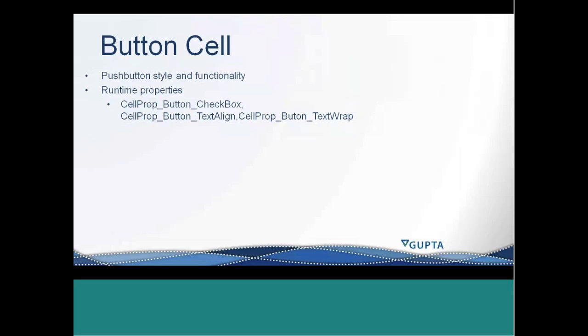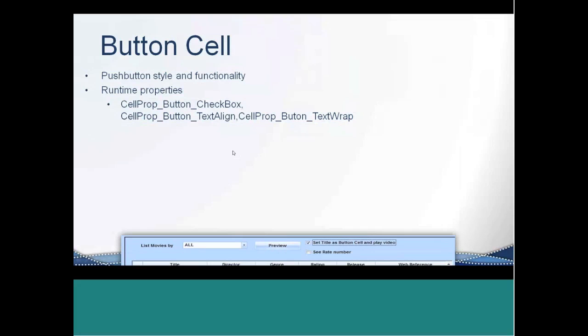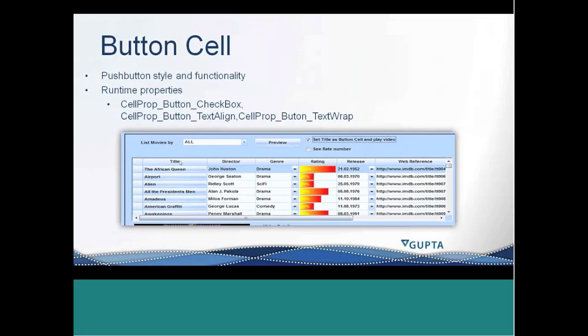Another cell type introduced was the button cell, which is a push button style type of cell. So, for instance, if you look at the title here, it looks like a push button with full functionality, so you can click on it and trigger an action from that push button. And again, there are runtime properties, like behave like a checkbox, so true and false, set the alignment for the text, set the text wrap, etc.